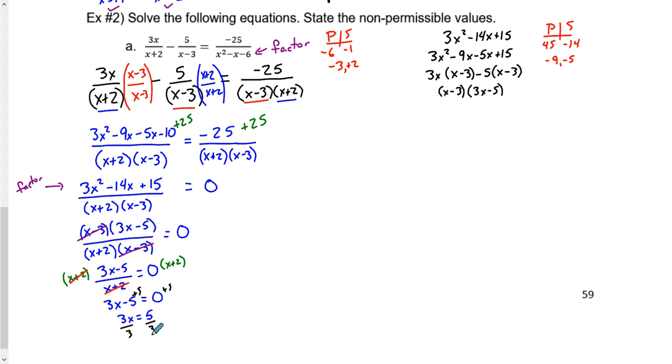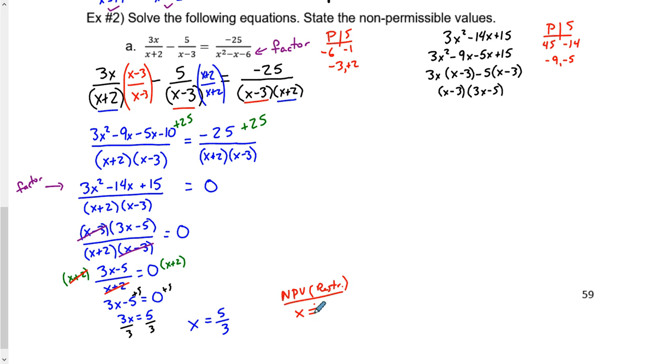And divide by 3. So our solution is that x equals 5/3. Our non-permissible values, our restrictions, are for our denominator. Even though we canceled off this x subtract 3, it's still one of our restrictions.